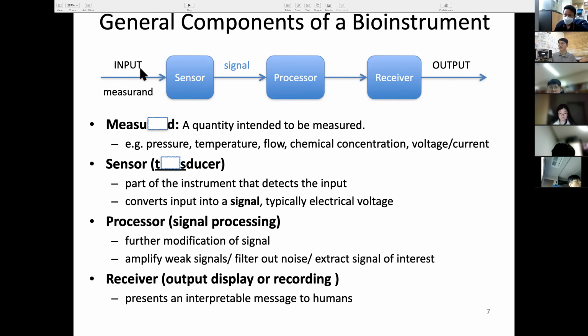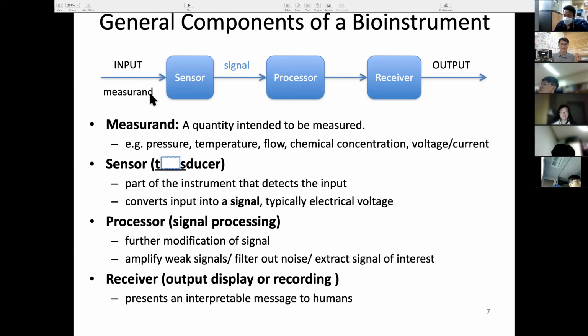So for the first input, the quantity intended to be measured, we have a terminology for that. Okay, I think for this, Ichibom? Yes, Professor. Can you guess what that quantity is? I don't see the face. Measurand. Okay, great. Yes, that we call a measurand.